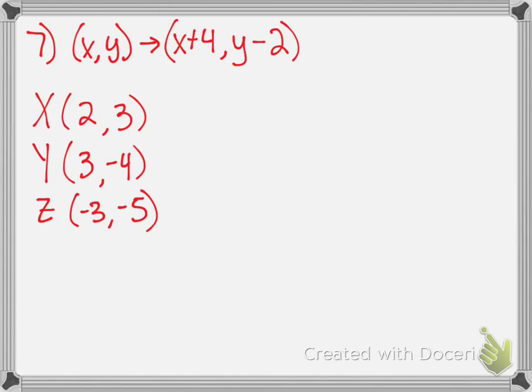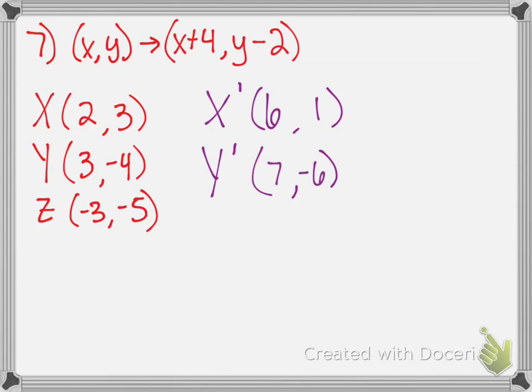So this is just like the last one. They're just using prime notation. So X prime would be where? 6, 1. Y prime would be where? 7, -6. And Z prime would be 1, what? Oh yeah, that's 5 is not negative. You're correct. 1, 3.